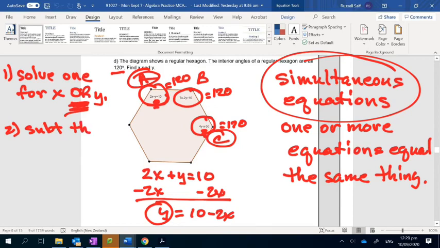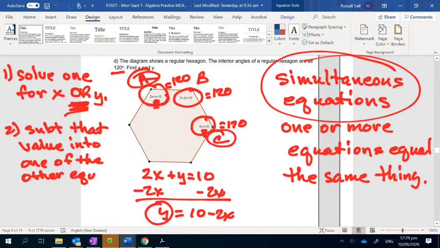Substitute that value into one of the other equations. Yes.